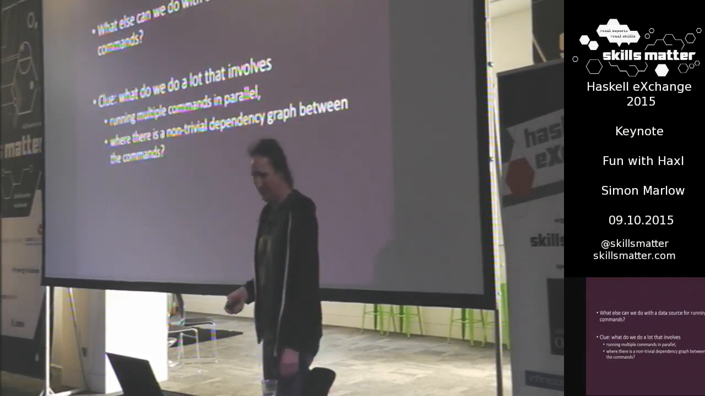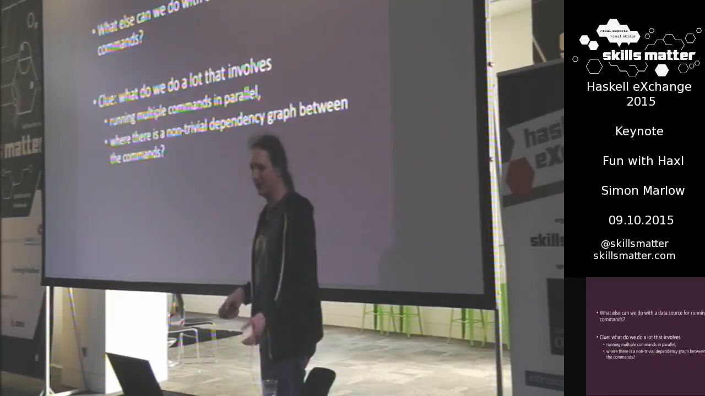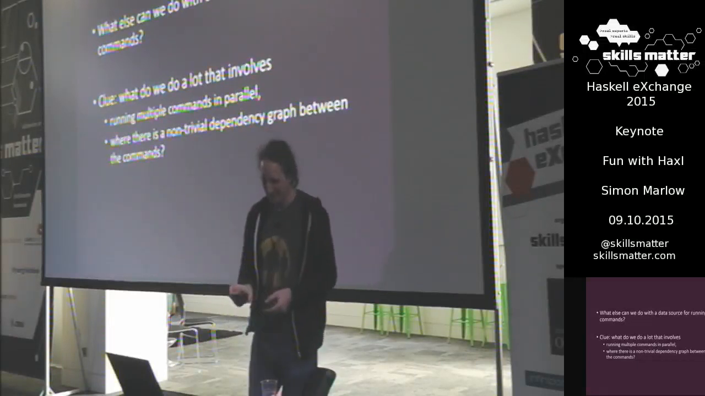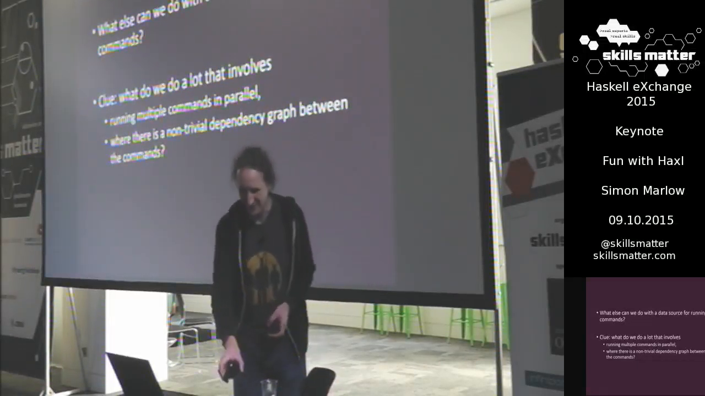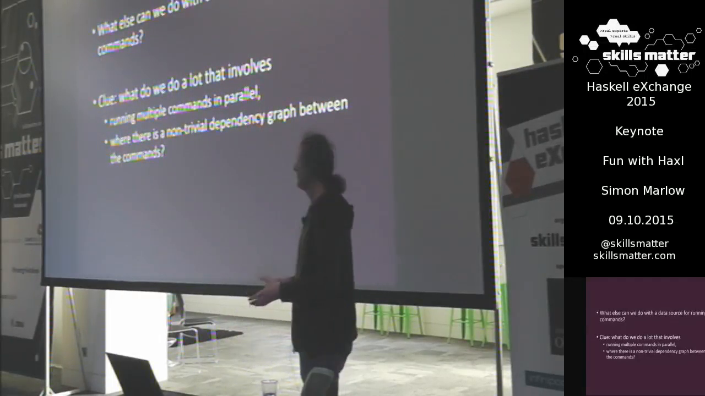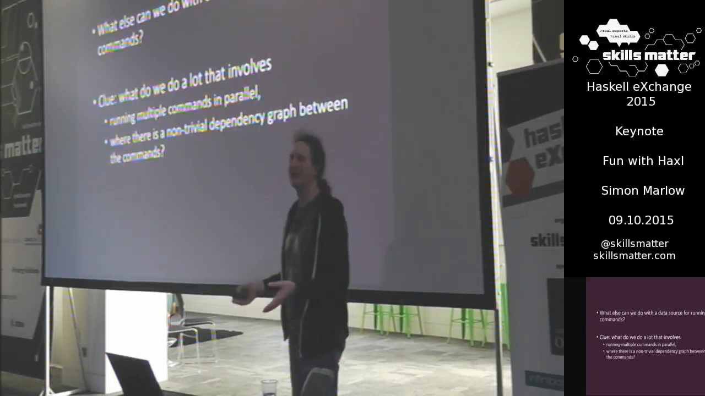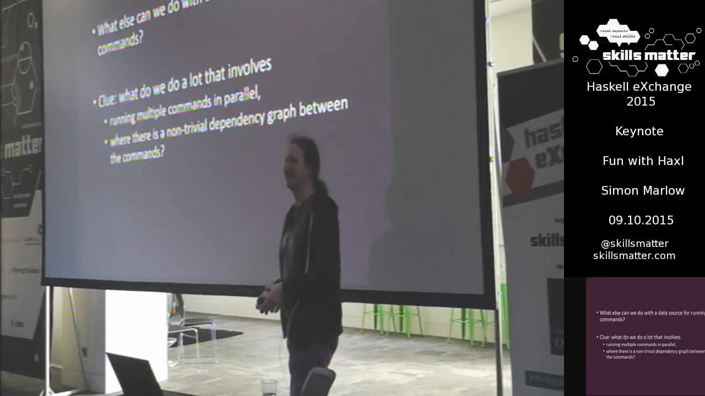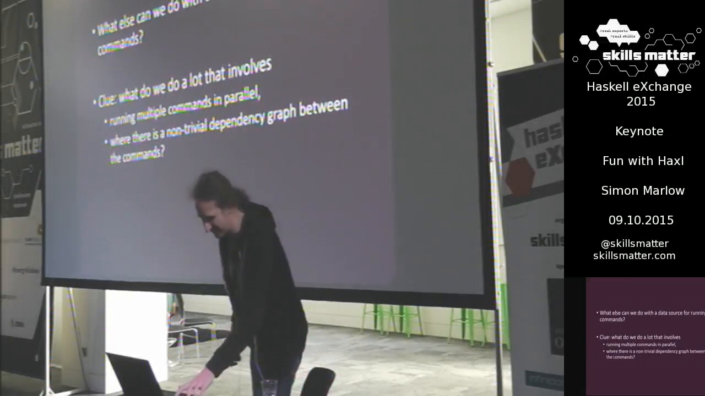All right, so what else could we do with a data source that runs commands? Tokens. Well, I'm running out of time. I don't know. Okay, so this is going to be my final example. What do we do a lot that involves running multiple commands in parallel, where there's some non-trivial dependency graph between the commands that we run? Make, yeah. So basically a build system.